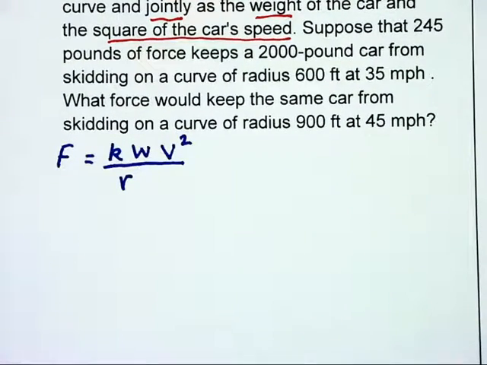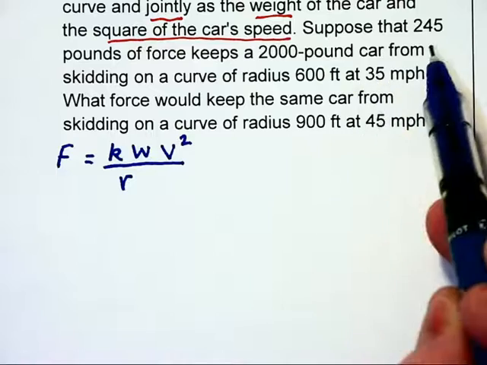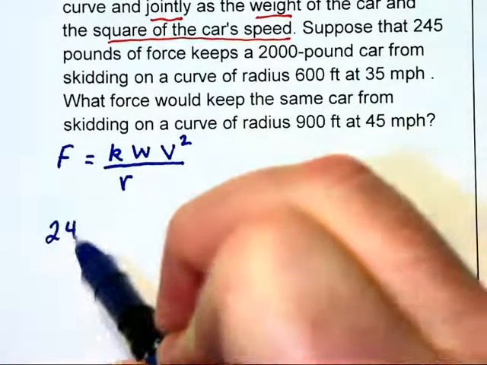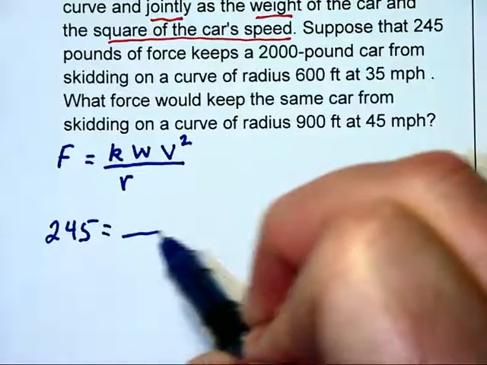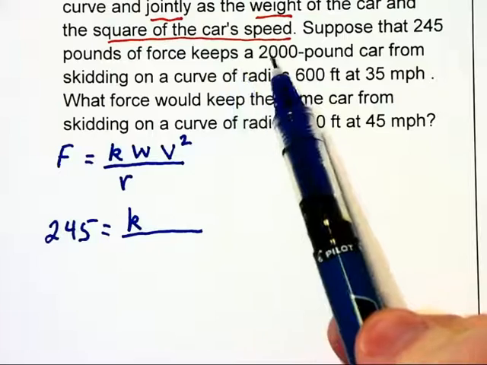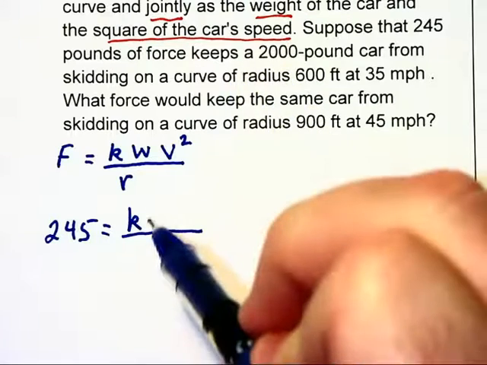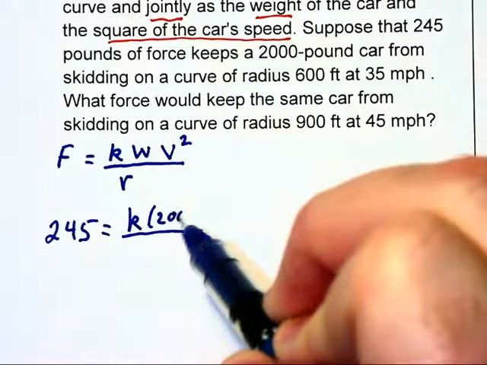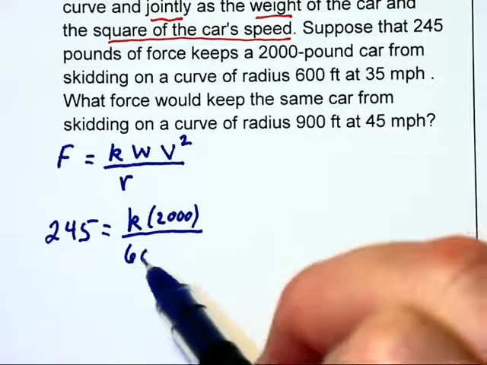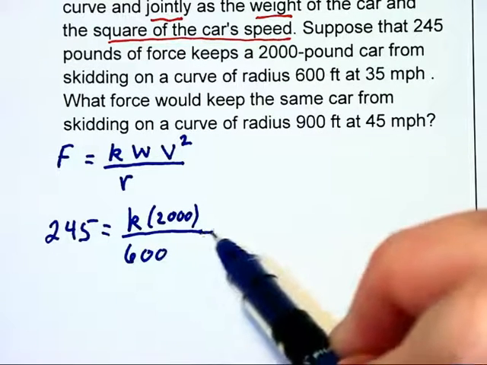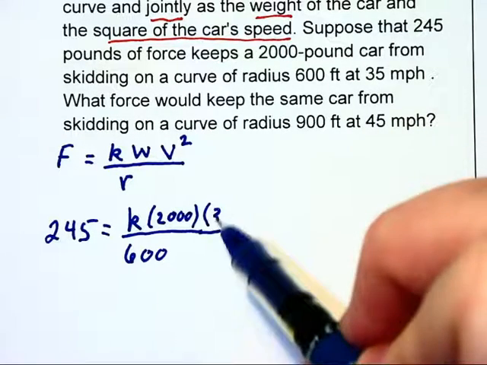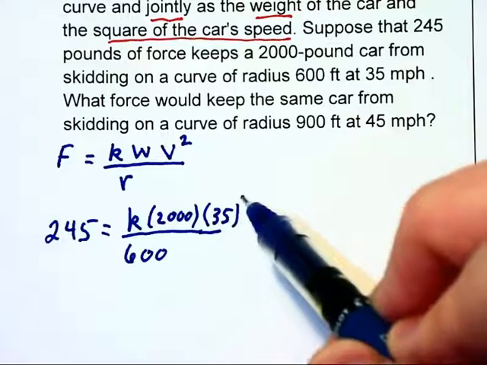Now let's move to our second sentence. Suppose that 245 pounds of force, that's 245 on the left, is equal to K times, let's see what we've got, 2,000 pound car, that is the weight, 2,000, on a curve of radius 600 feet. I probably should be writing the units in here, but they're going to be the same in the second half of the problem. At 35 miles an hour, there will be my 35 getting squared.